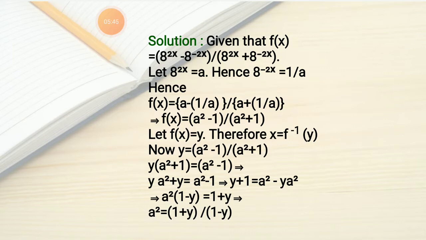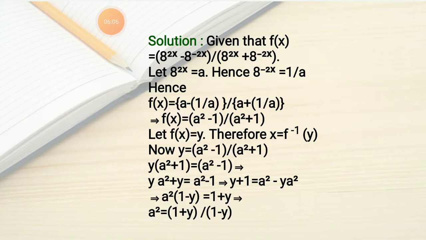Simple calculation: y of (a square plus 1) equals a square minus 1. y a square plus y equals a square minus 1. y plus 1 equals a square minus y a square. a square of (1 minus y) is y plus 1, or 1 plus y. So a square is (1 plus y) by (1 minus y). So we got a square.